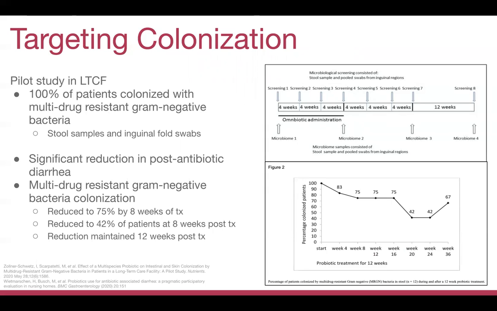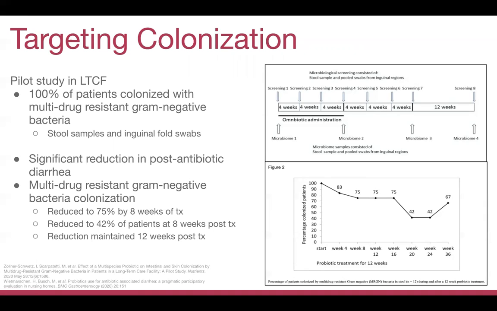The study results were taken from stool samples and from inguinal fold swabs. A multi-strain probiotic was given, and this probiotic was given for 12 weeks. This multi-strain probiotic specifically targeted patients who had been on antibiotics, and it was specifically targeting this multi-drug resistant gram-negative bacteria, as well as this healthy repopulation of the GI.